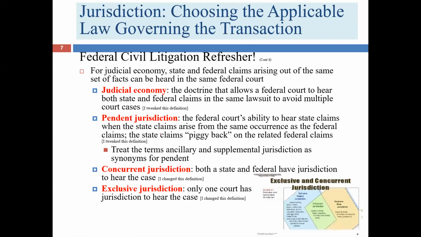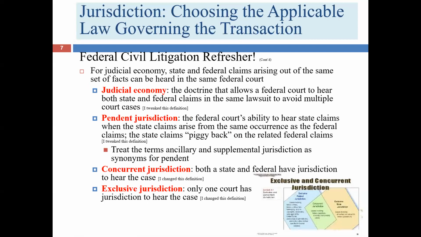Other terms for pendent jurisdiction, by the way, are ancillary and supplemental jurisdiction. I have no idea why we have three words for that in English, but we do. And this is focusing upon that idea of judicial economy. It doesn't make sense to have two different judges hearing the same case. That's inefficient.